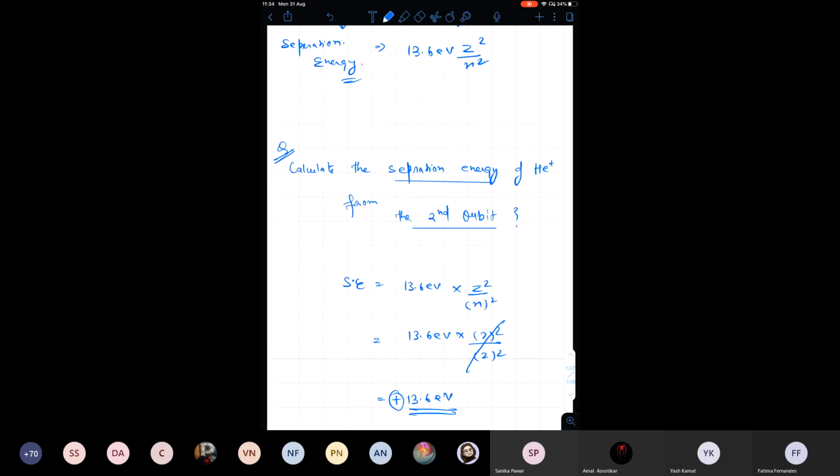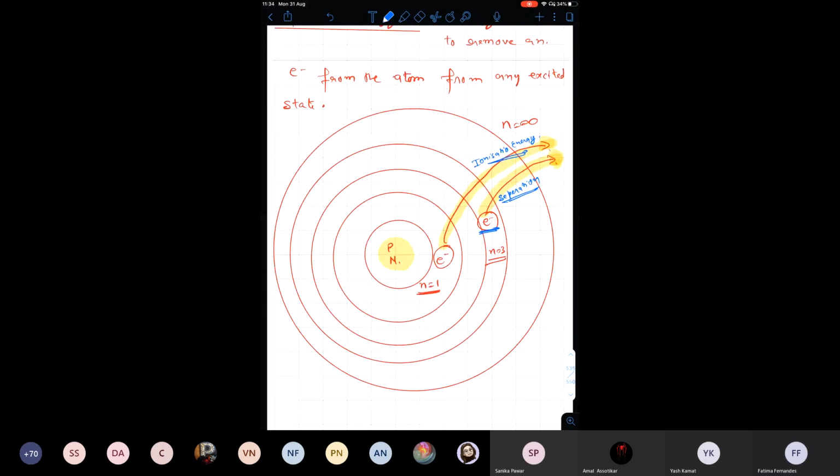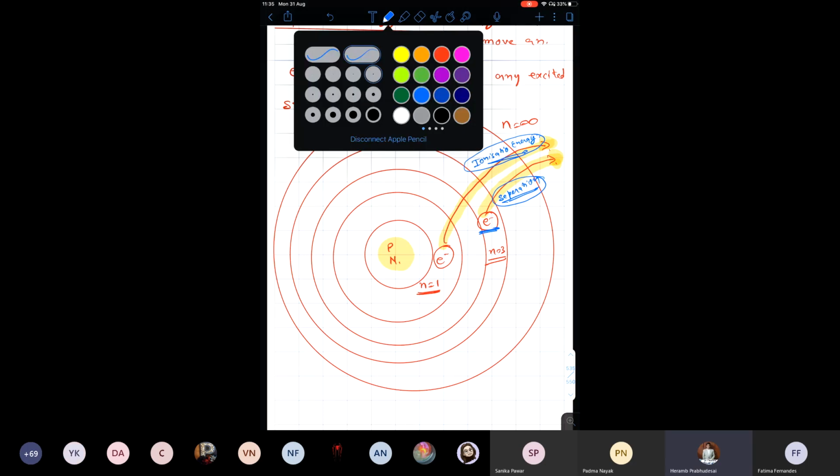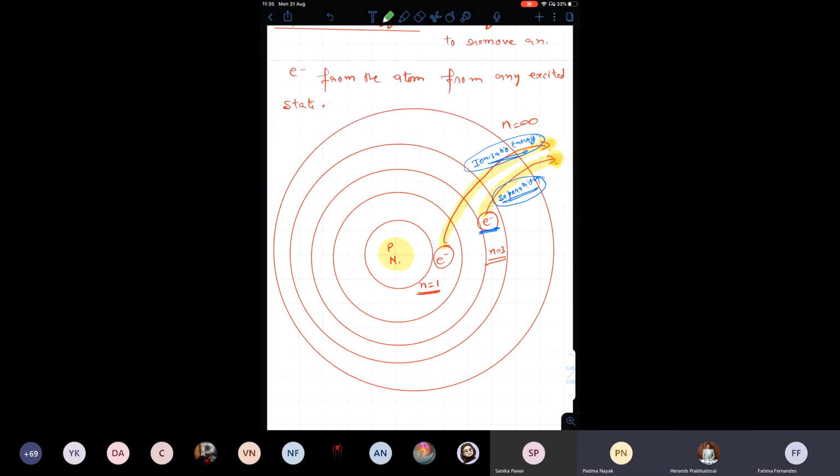Excitation energy. Okay. Have you understood this ionization energy? Yes, sir. Have you understood this separation energy? Yes, sir. So if someone asks you the amount of energy required to go from here to here, what will be that energy?